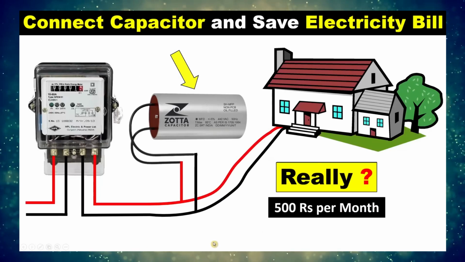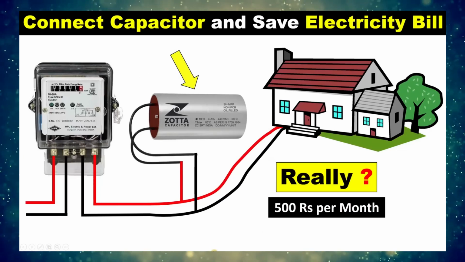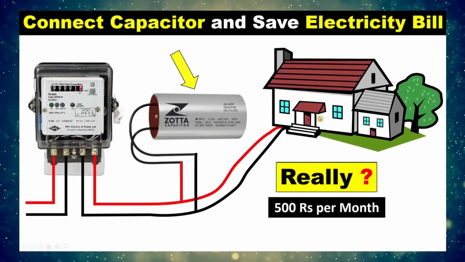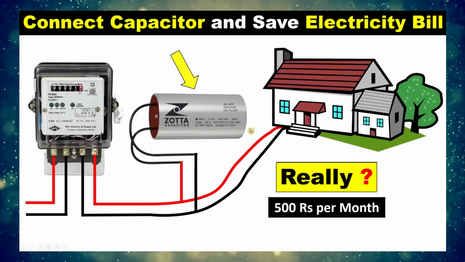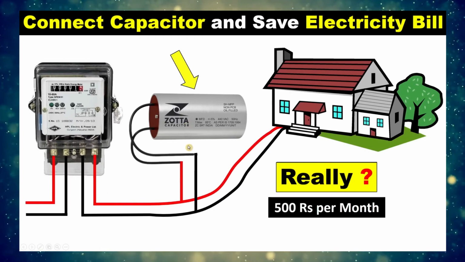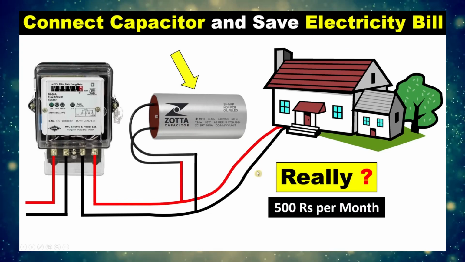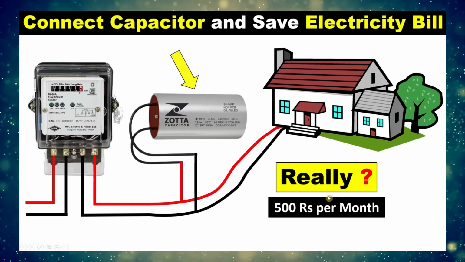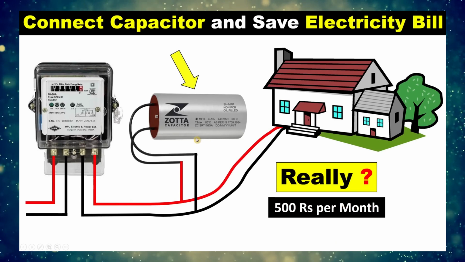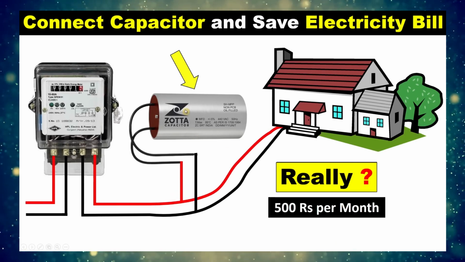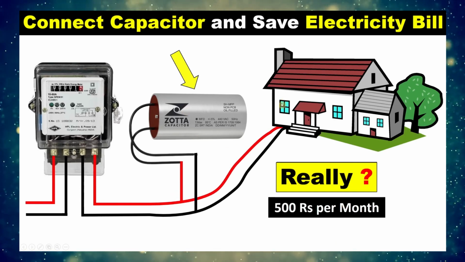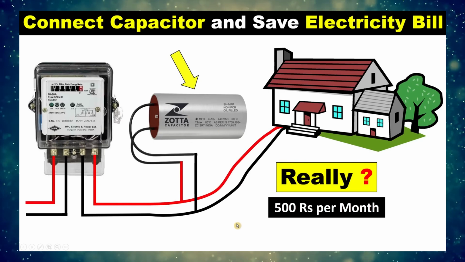You will find thousands of videos on YouTube where it is told that in your house power supply, which is going to your house, just connect a capacitor with that power supply. And after this connection, the electricity bill will be reduced. Is this really possible or not? I'm going to explain this to you in detail through this video. So when we connect a capacitor, is the electricity bill going to reduce or not?